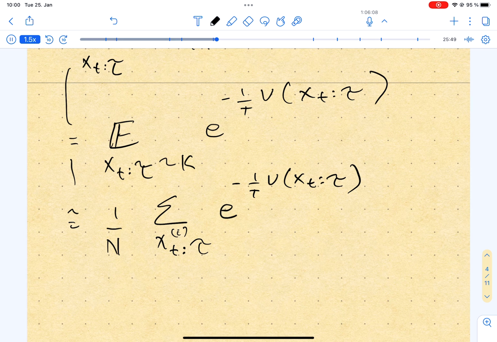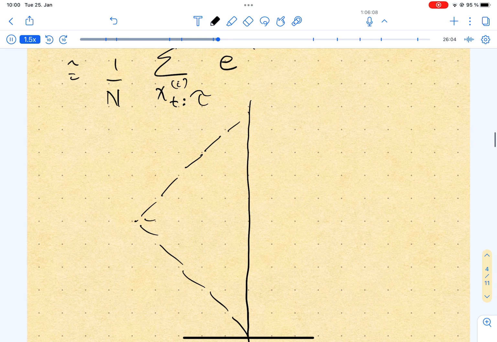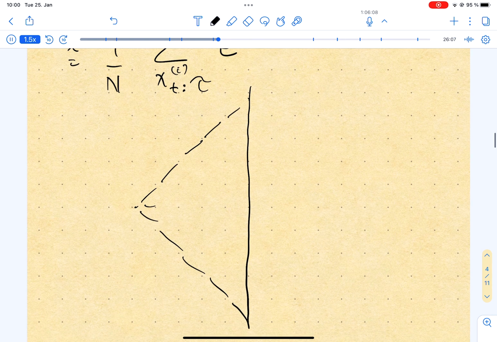Okay, and the interpretation is pretty clear, right? Before we had this HJB cone, all these states, and then the terminal condition. So instead of summing over all possible transitions here, we just draw a particular path from our probability distribution. We calculate the potential.